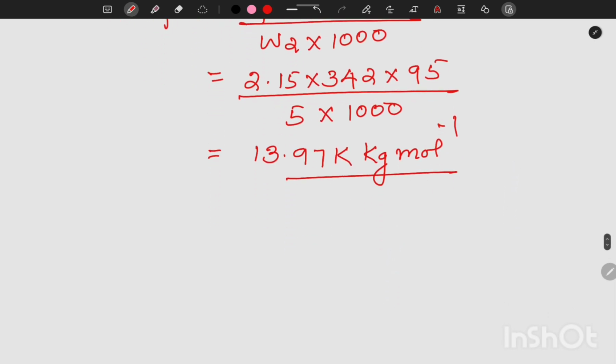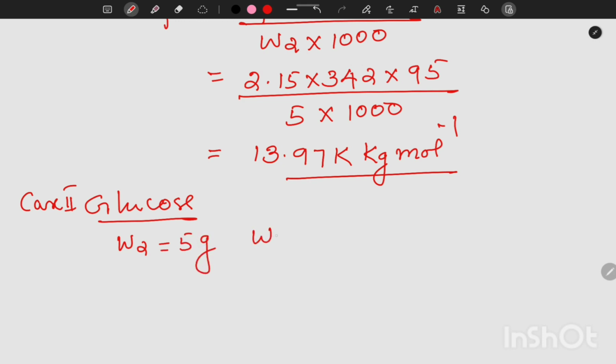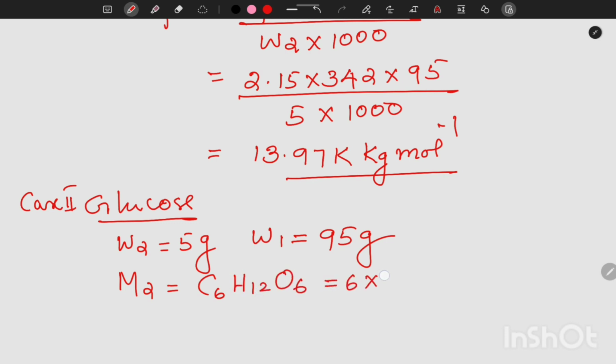Now let us substitute this value for glucose. Second case, case 2. Their mass of solute is 5 gram, mass of solvent is 95 gram, 100 minus 5, 95 gram. Molar mass of solute: here the solute is glucose, so 6 into 12 plus 12 into 1 plus 16 into 6. When we simplify, we will get 180 gram per mole.